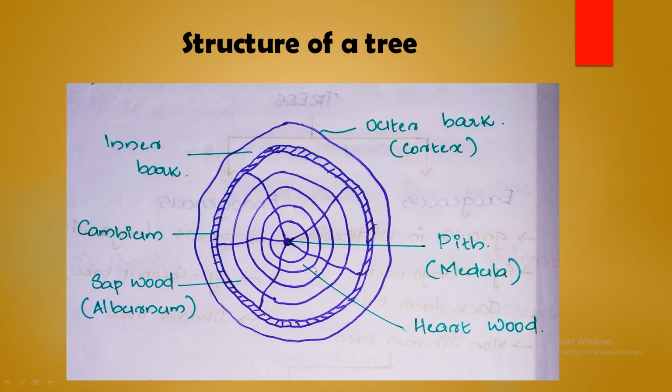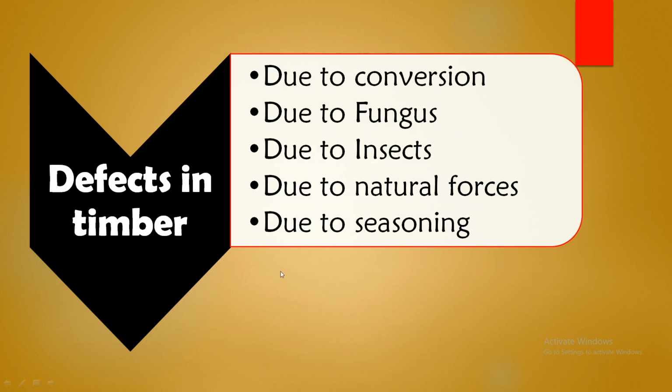The next topic is defects in timber. It is classified under five heads: the defects caused due to the conversion of timber, the defects caused due to the attack of fungus, the defects caused due to the attack of insects, the defects occurring due to natural forces, and the last one, defects caused due to season.